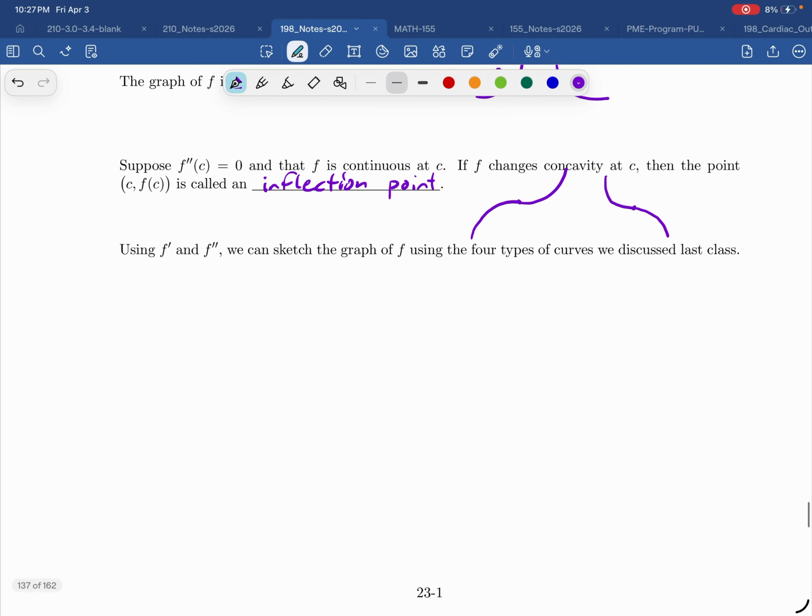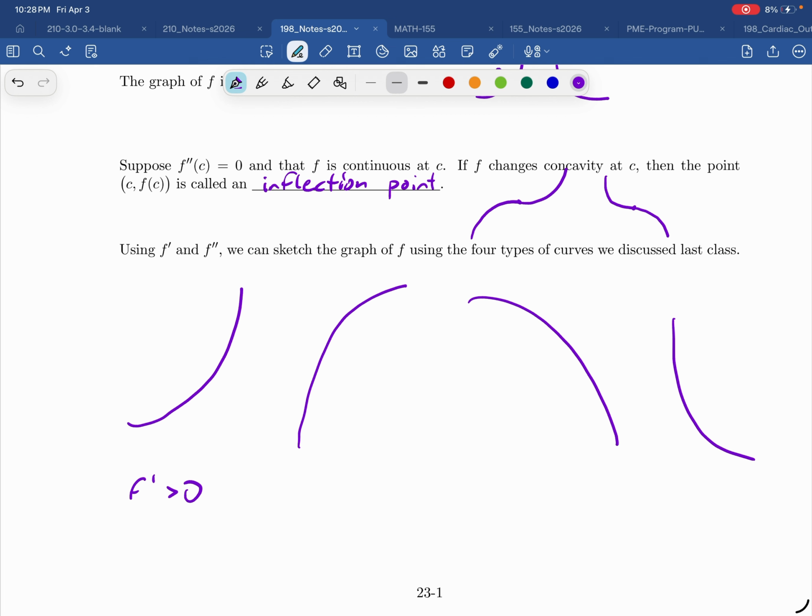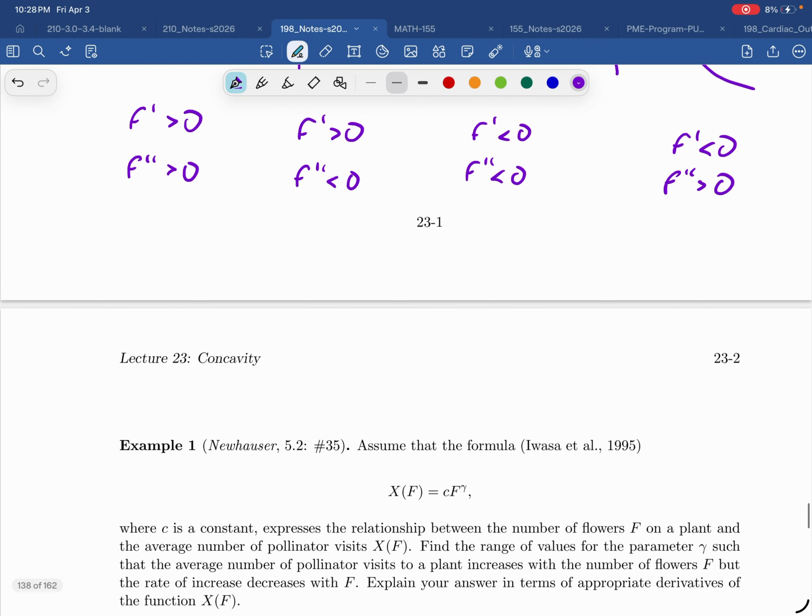And the nice thing is once we know f prime and f double prime, we can actually sketch a graph. And all we need to know is these four curves. And remember, this is the case where f prime is greater than 0, f double prime is greater than 0, f prime is greater than 0, f double prime is less than 0, both f prime and f double prime are less than 0, f prime is less than 0, and f double prime is greater than 0, okay?